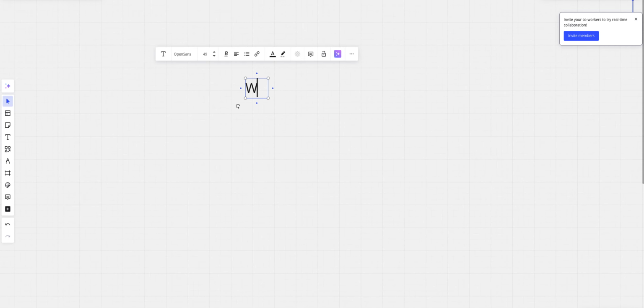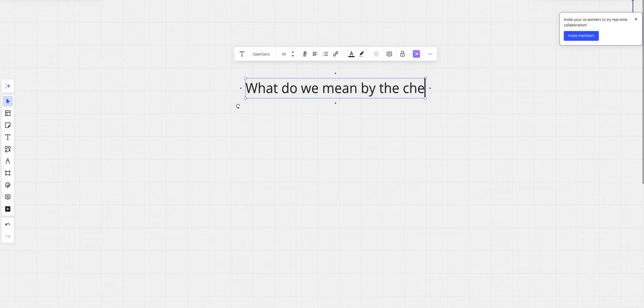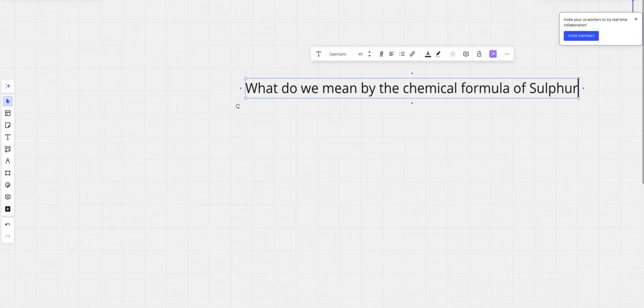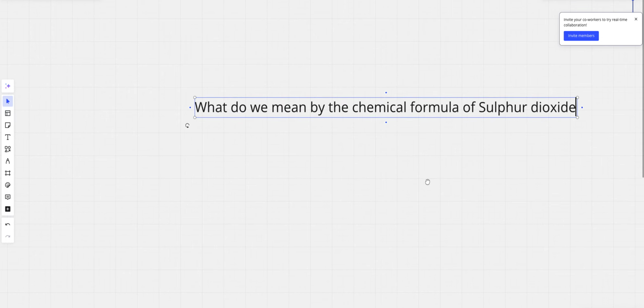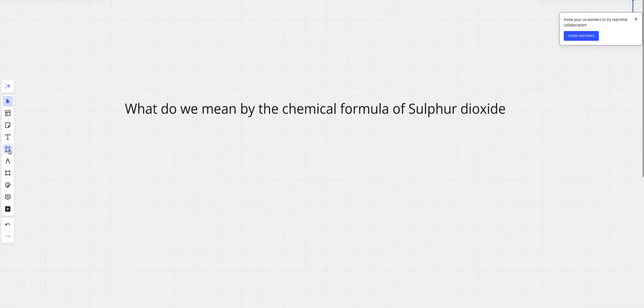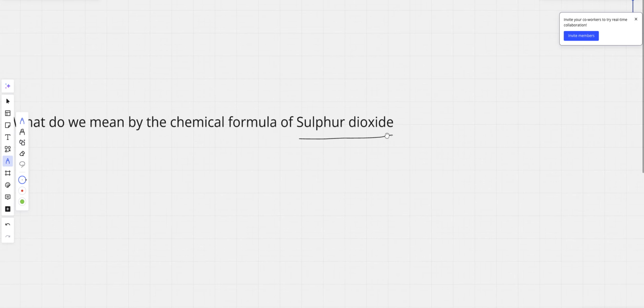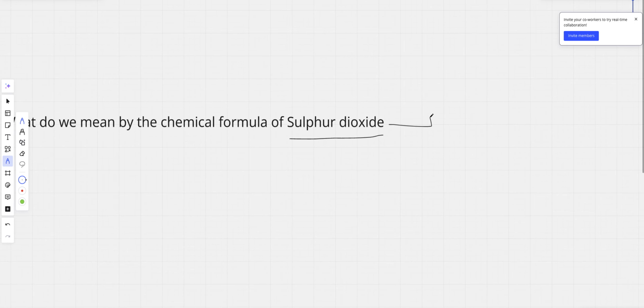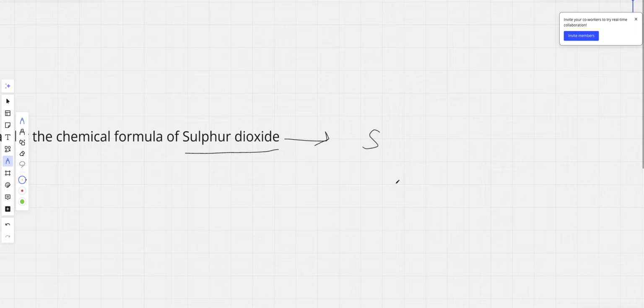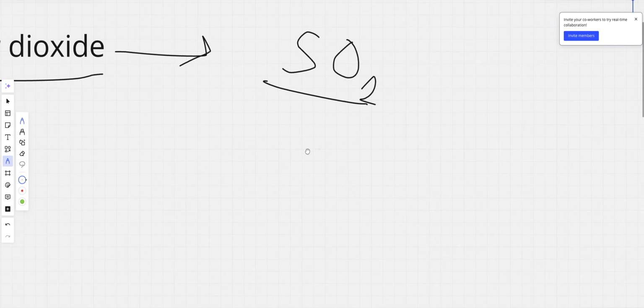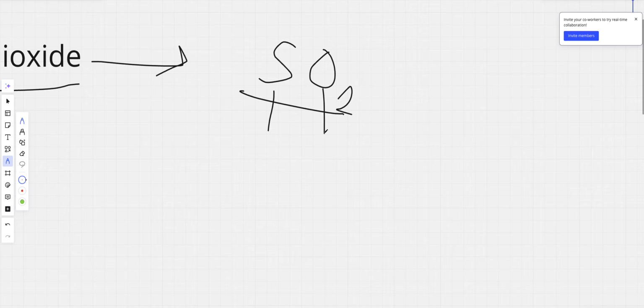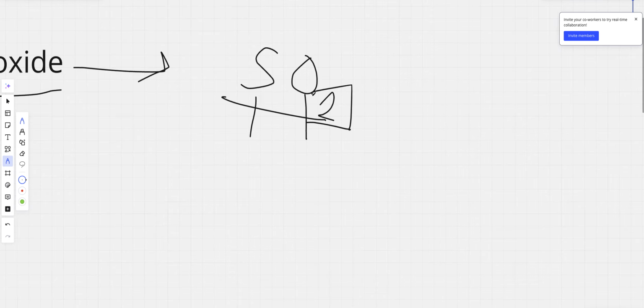Let's give another example. What do we mean by the chemical formula of sulphur dioxide? What is the chemical formula of sulphur dioxide? Sulphur dioxide, SO2. What does this mean? Made up of sulfur and oxygen. What does the subscript mean? 2 oxygen.